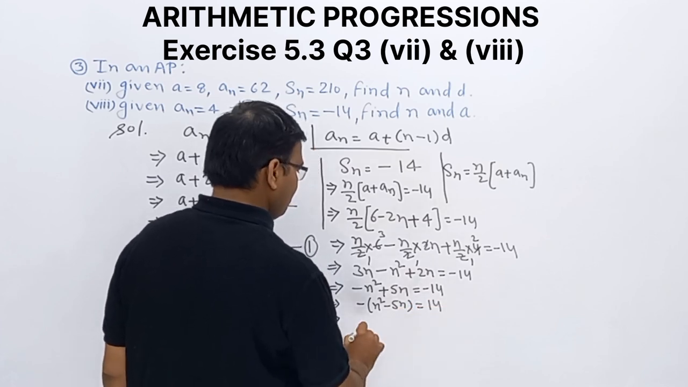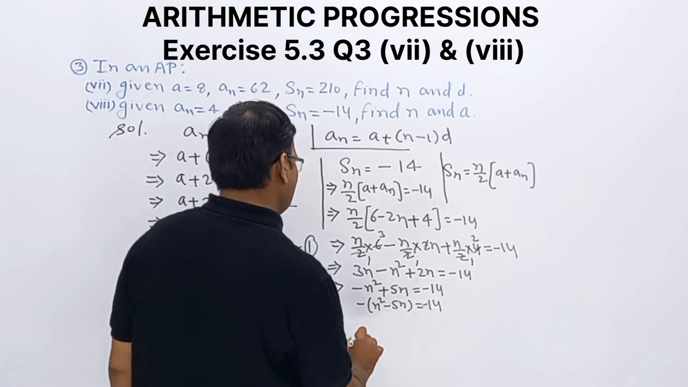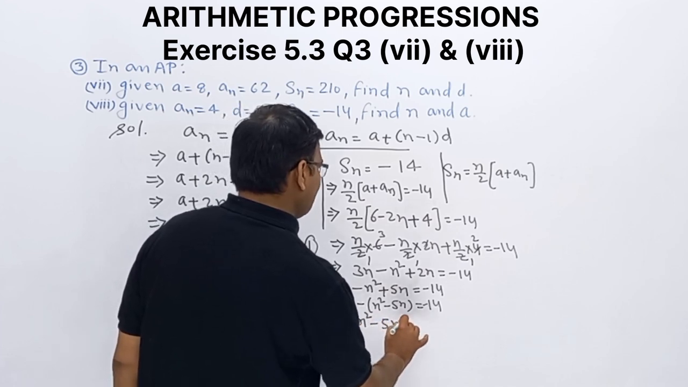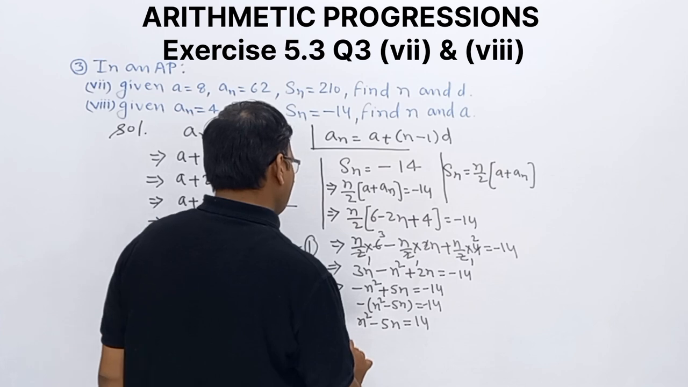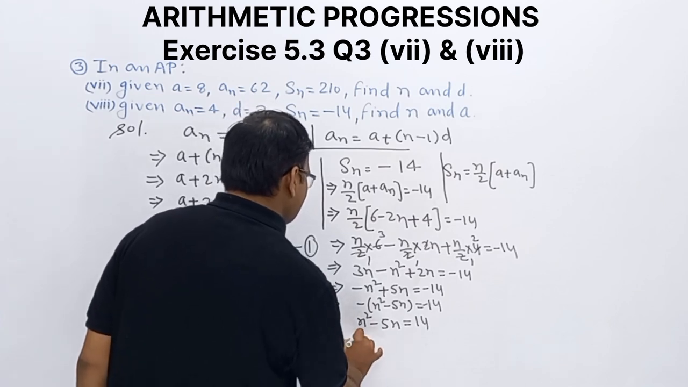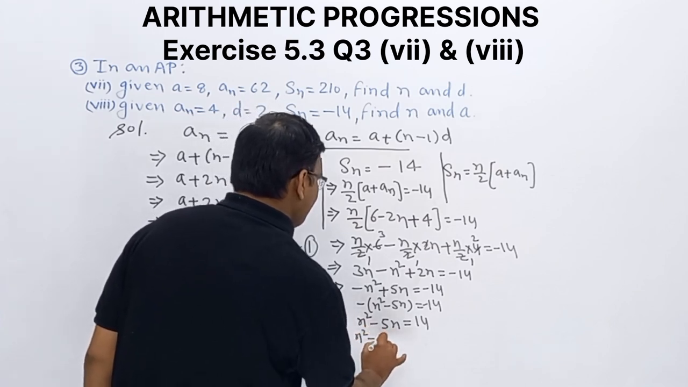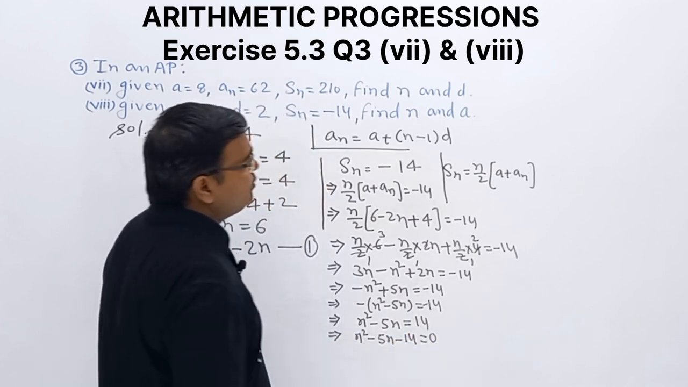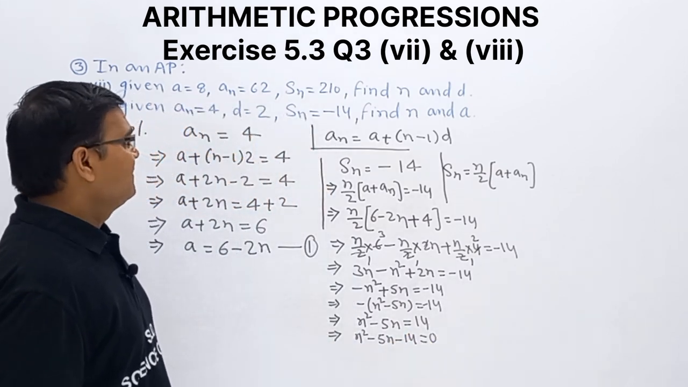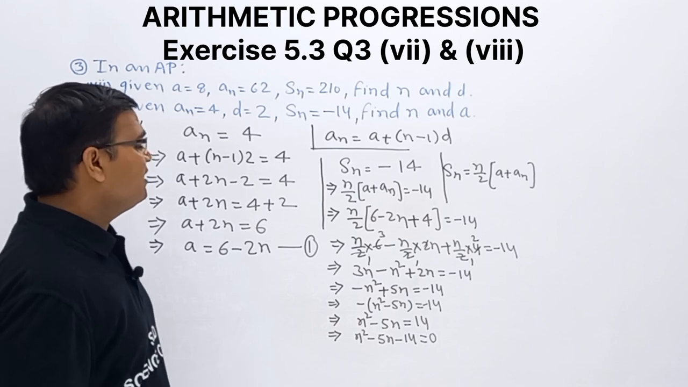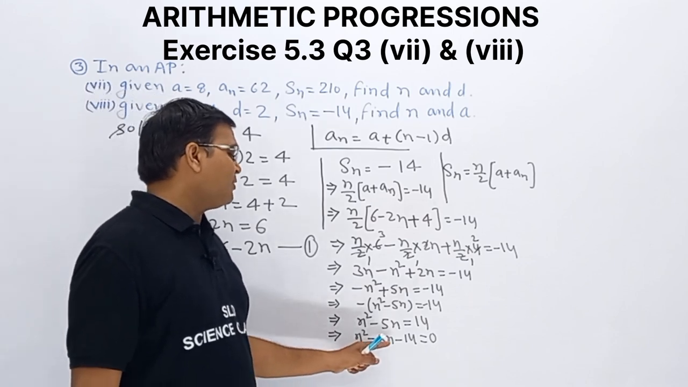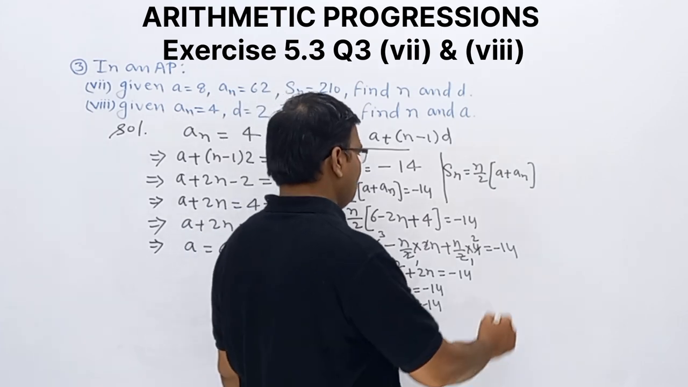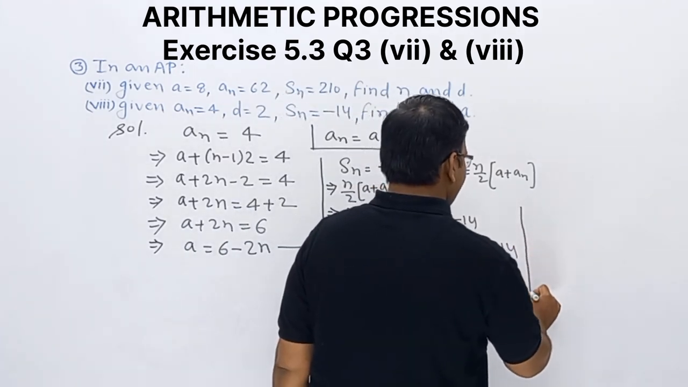Finally, what are we getting? Minus 14, this one. So n square minus 5n equal to 14. This can be written as n square minus 5n minus 14 equal to 0. So we are getting a quadratic equation. N square minus 5n minus 14 is a quadratic equation. I am writing this side.